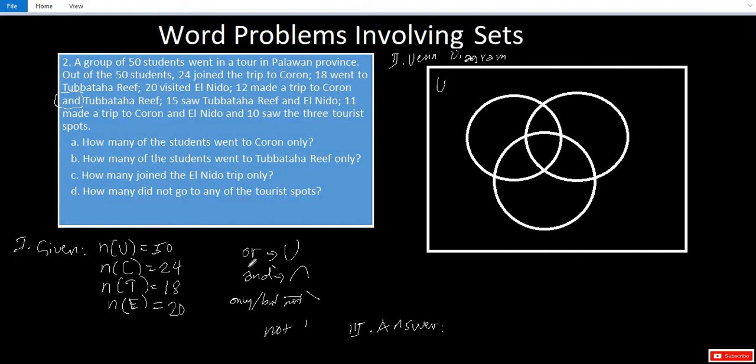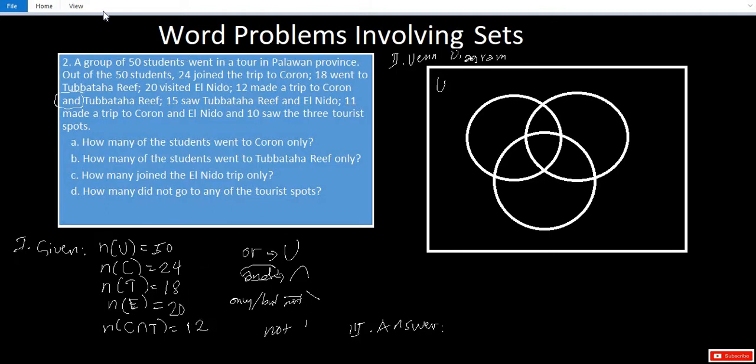Okay, so we have here the keyword "and." So "and" means intersection. Therefore, this 12 is the cardinality of the intersection of set C and set T. So we have n of set C intersection set T equals 12.